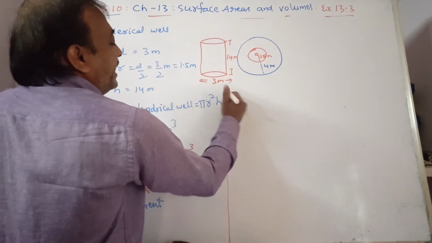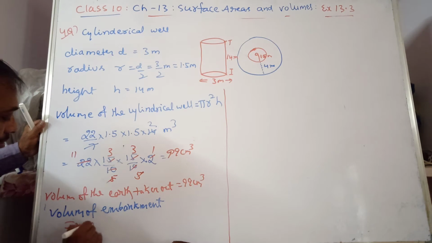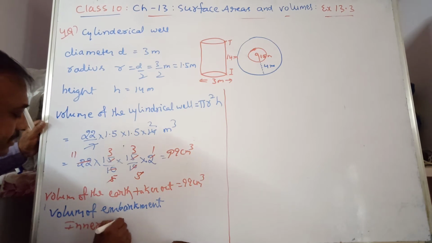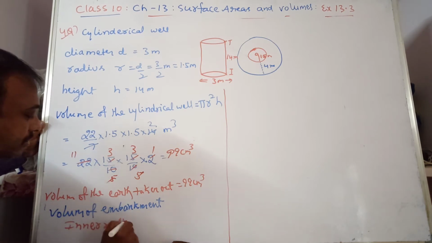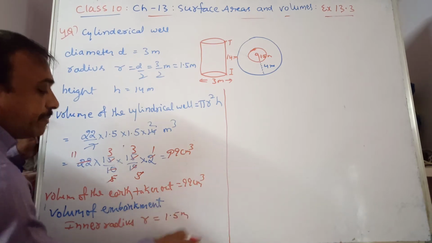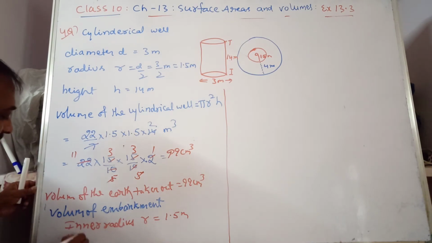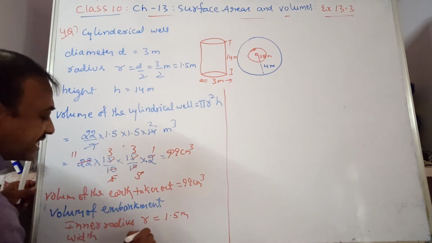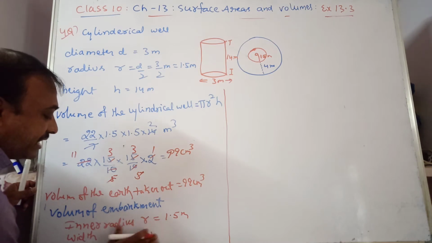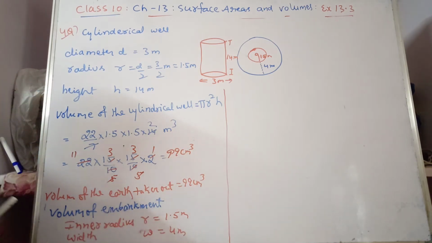So the internal radius, small r, is equal to 1.5 meters, and the width of the embankment is given. Width, we can write as W, which is 4 meters. Now from this you need to identify, the width is given as 4 meters.